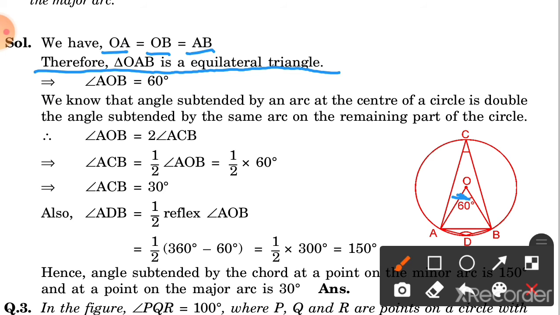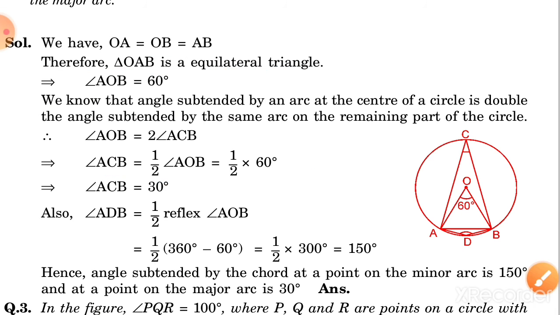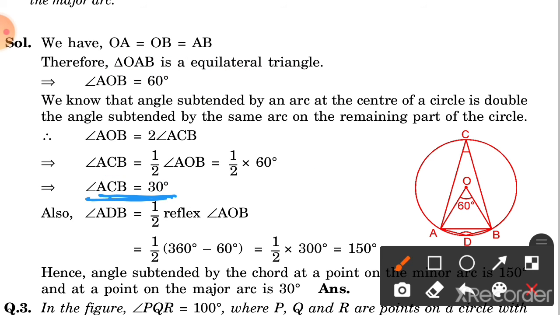So we say that this angle is half of this angle by using theorem number 10.8. Yes or no? Correct? So we can say therefore angle ACB is equal to 1/2 of angle AOB. How can we say? By using theorem number 10.8. Correct, students? So 1/2 of 60 means 30 degrees. So our first angle, the angle made from the major arc, is 30 degrees.